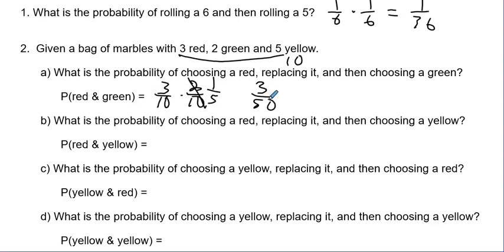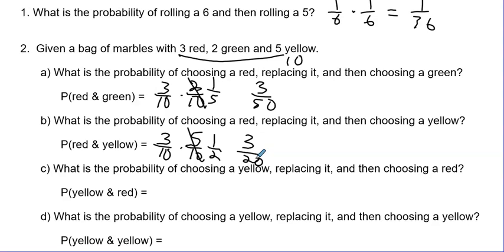What about red, putting it back in, then yellow? Well, red, again, is 3 out of 10. Yellow is 5 out of 10. But that reduces to just 1/2. So that's going to be 3 out of 20.